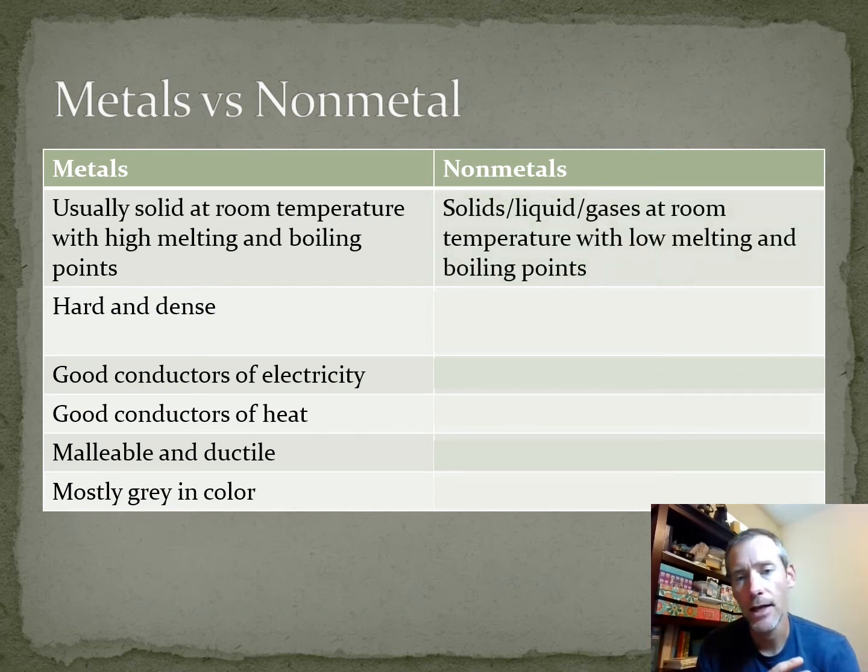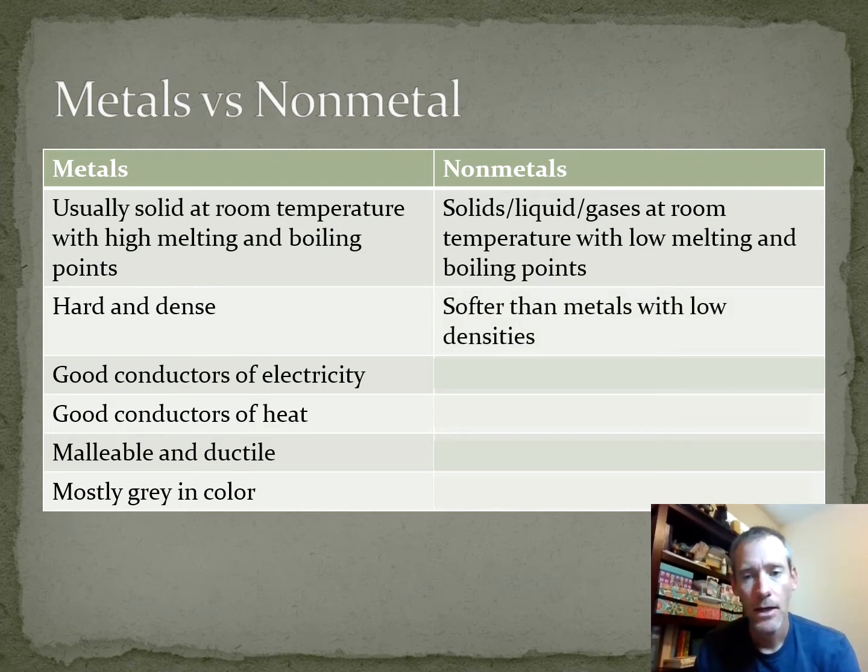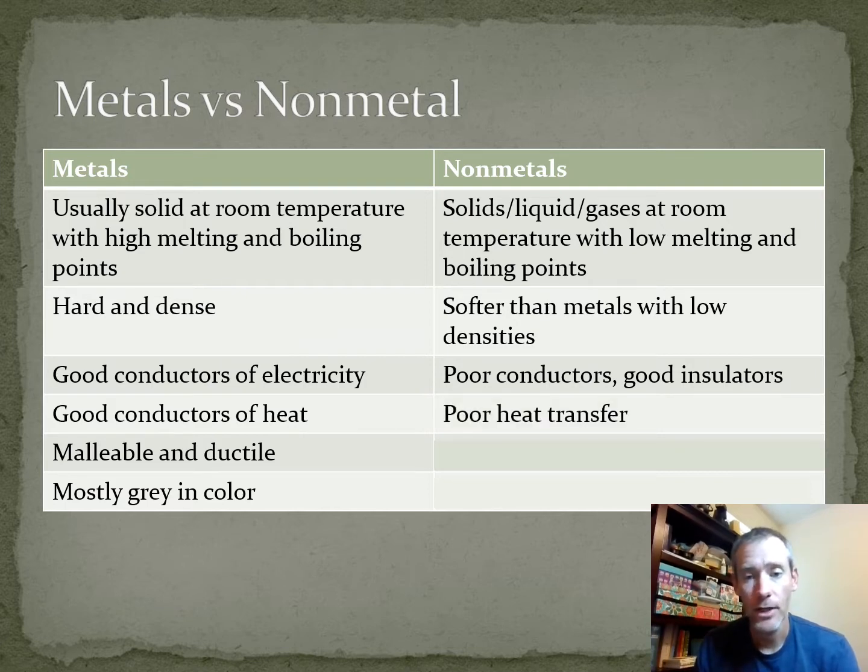Nonmetals, they can be anything. They have liquids, solids, and gases at room temperature, where bromine is a liquid, but chlorine is a gas, iodine is a solid. So you can see you have different phases. They have low melting points and boiling points. They are softer than metals with low densities. They're poor conductors but good insulators, meaning they can be used as ceramics. They do not transfer heat very well. They're brittle, meaning they will break when you try to bend them or even hit them with a hammer.